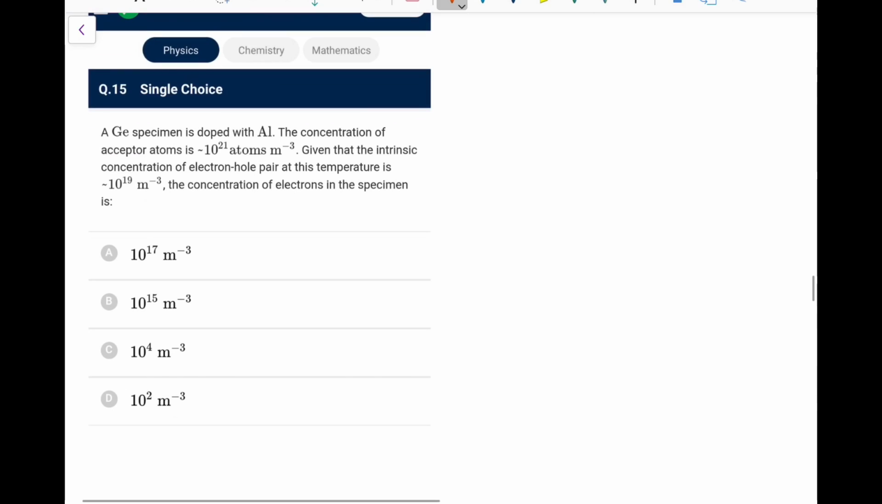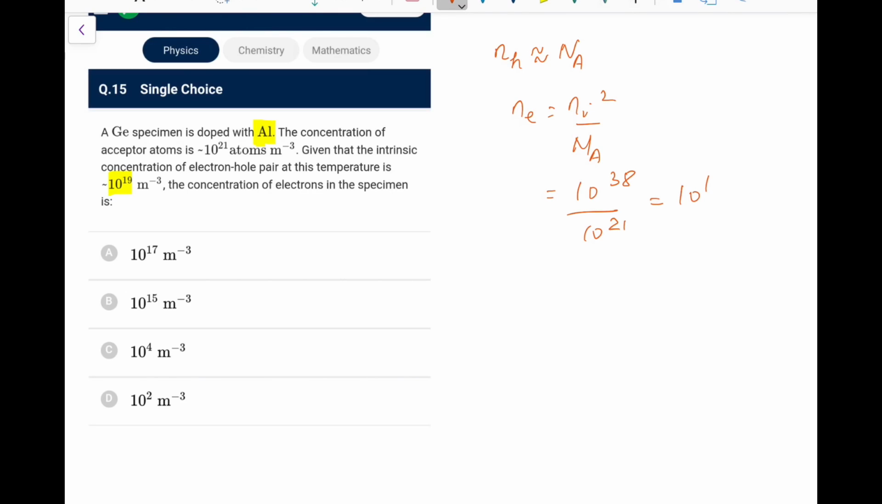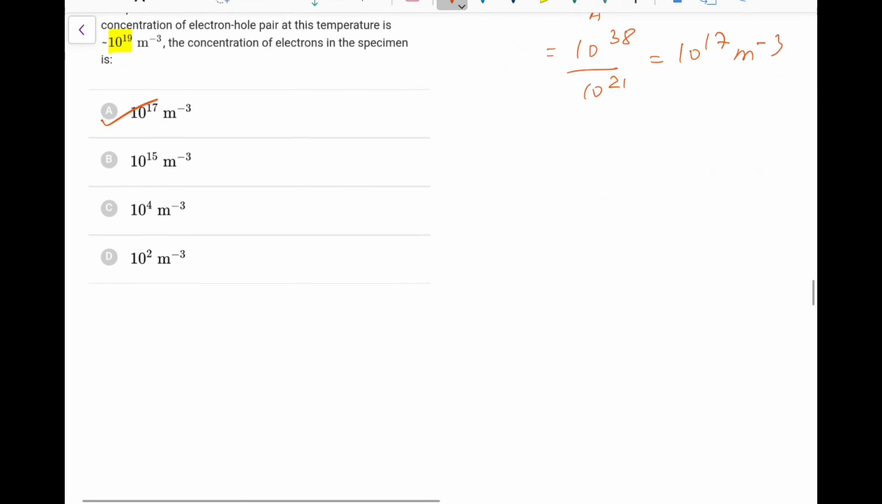A germanium specimen is doped with aluminium. Aluminium means you can say it is p-type. The concentration of acceptor atoms is given, 10 to the power 21. Given that the intrinsic concentration Ni is 10 to the power 19, the concentration of electrons. So because it is p-type, Nh will approximately be Na, so Ne will become Ni square upon Na. Ni square is 10 to the power 38, divided by 10 to the power 21, so it becomes 10 to the power 17 per meter cube. So go for option A, that's a regular question.